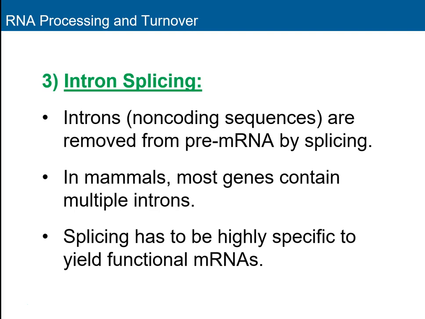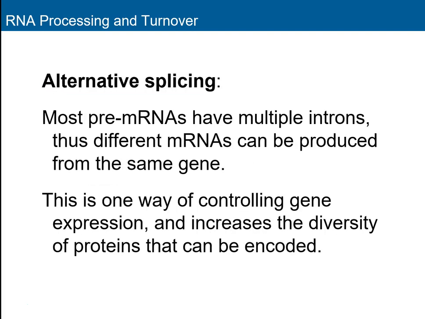All right, number 3, introns are spliced out. We talked about this many times, okay? We should know what that means. And so those introns have to be spliced out because they are not coding regions of that mRNA. Because again, we're talking about mRNA that is going to go and get translated.